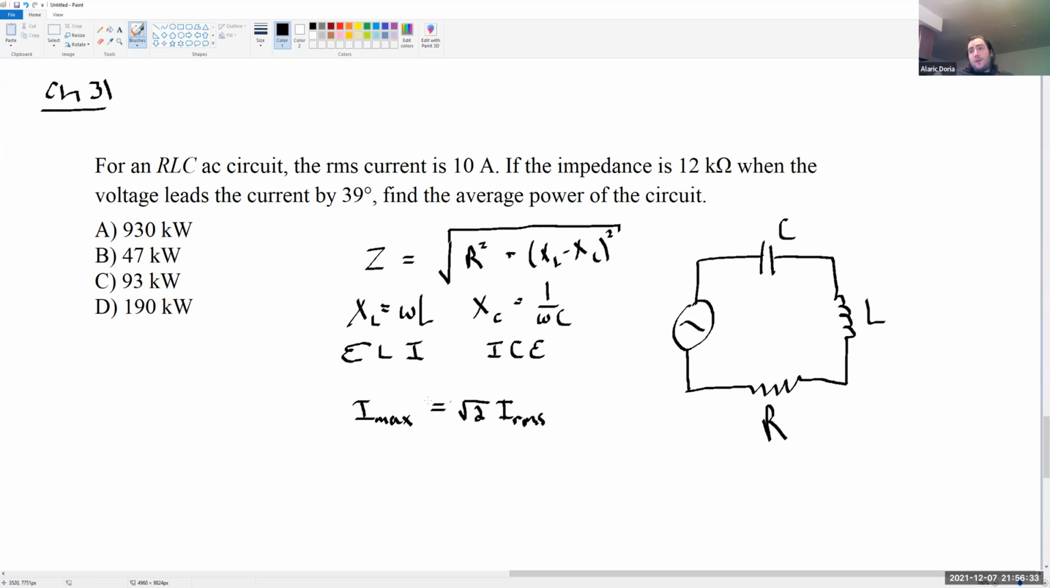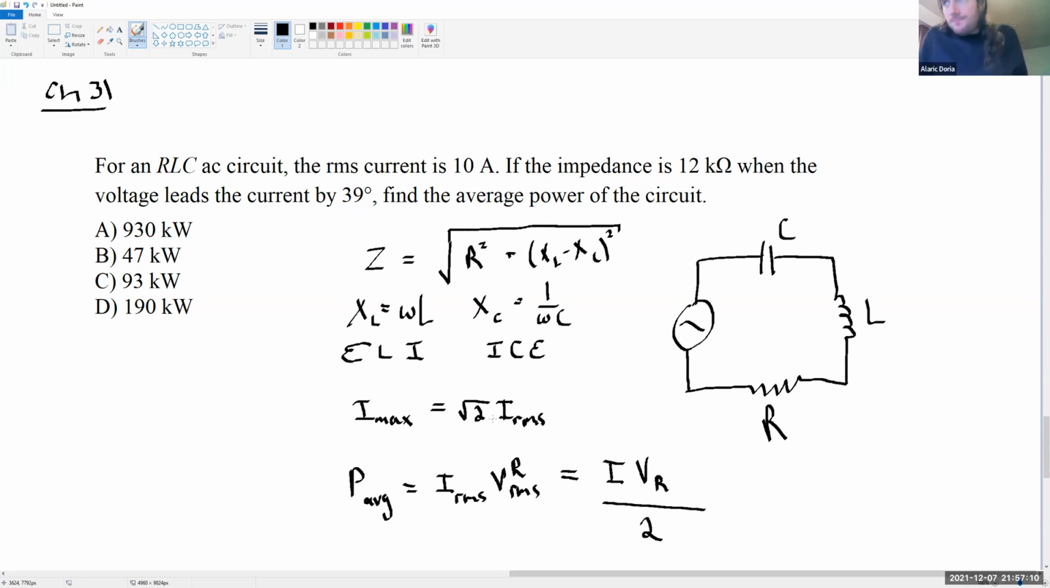There may be, for example, well, power first. So average power, if we use RMS values, we know it's I RMS times V RMS, and that would be the voltage on the resistor there. And that would get us average power. If we use the maximum amplitudes, it would be the current through the resistor times the voltage of the resistor divided by a factor of 2. And there are other various formulas which may be useful here as well.